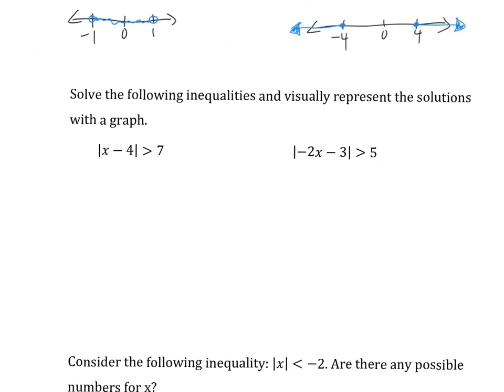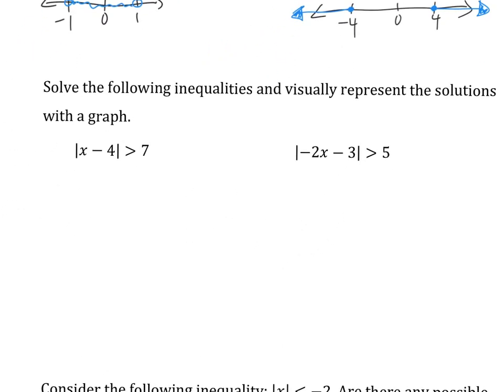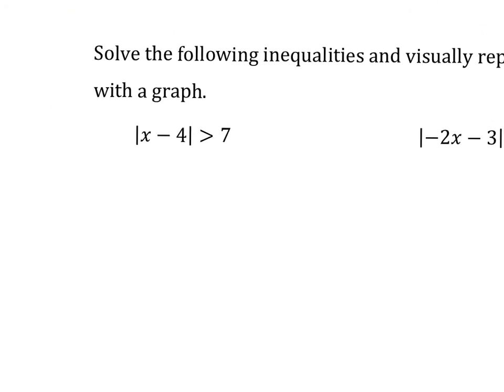Okay, now we're going to solve the following inequalities and then again visually represent the solutions with a graph. Okay, these ones are a little bit different because there are some other things going on inside of those absolute value bars, but we'll solve them the exact same way. Okay, so the first, we'll split it into our two inequalities. Our first one will be x minus 4 is greater than 7, okay, exactly as we see it, but without the absolute value bars. Our second one will be x minus 4 is less than -7. Okay, so we'll flip that inequality symbol and make that 7 negative.